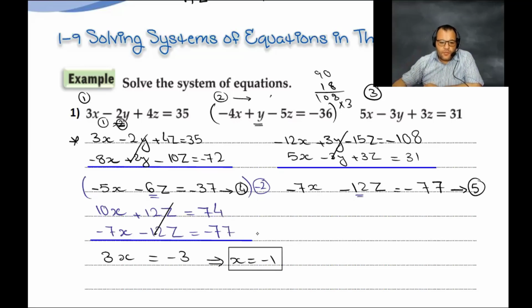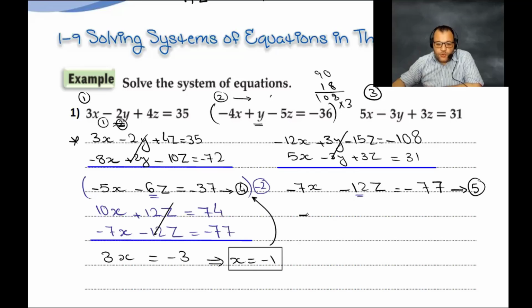Okay. So now we have equations 4 and 5. You can use x in equation number 4 or equation number 5, as you want. Which one? 4. No problem. If you use 5, you will find the same.